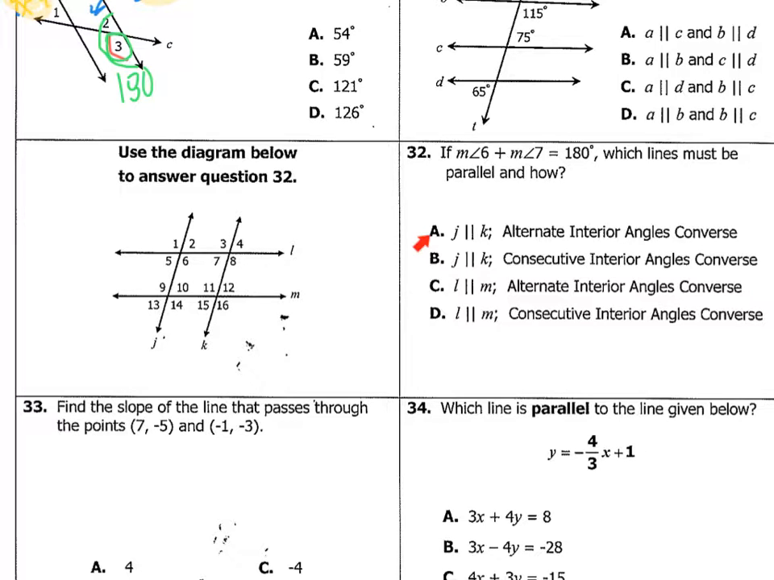Is it J and K? And is it because they're alternate interior? Is it J and K because they're consecutive interior? Is it L and M because they're alternate interior? Or is it L and M because they're consecutive interior? So, is it JK that's parallel or L and M? You got to look at which lines these angles touch, okay?